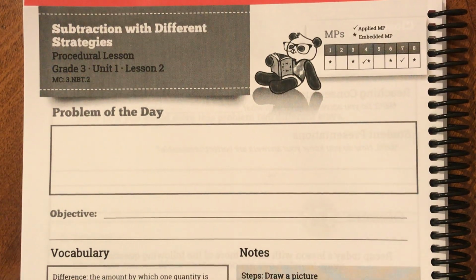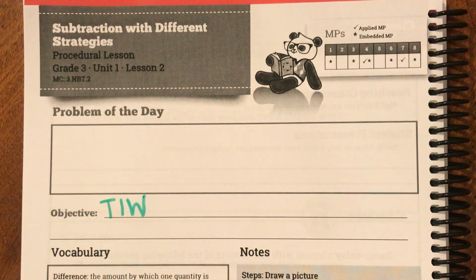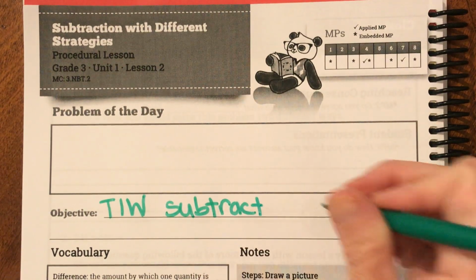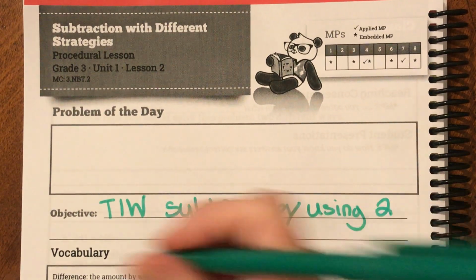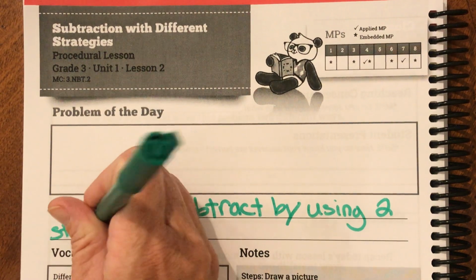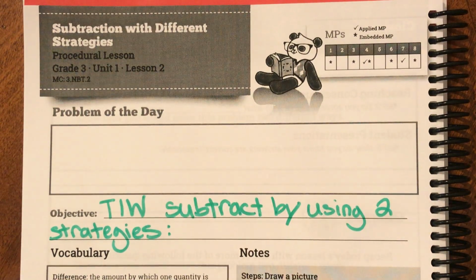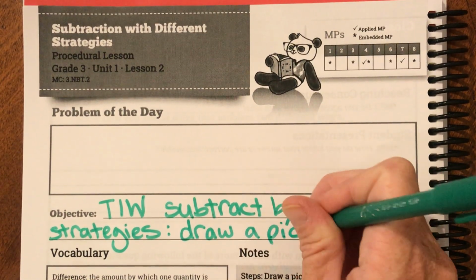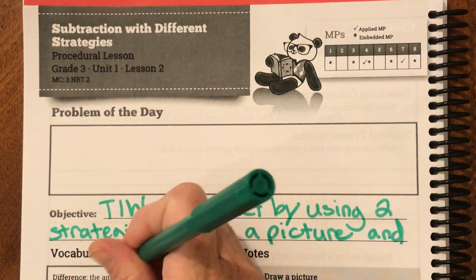Today we are on page 7 of your student journal, and our objective for the day is, today I will subtract by using two strategies. And the two strategies that we're going to use are draw a picture and place value.